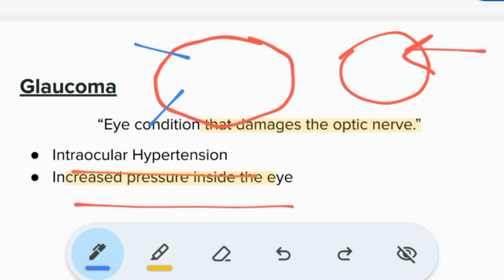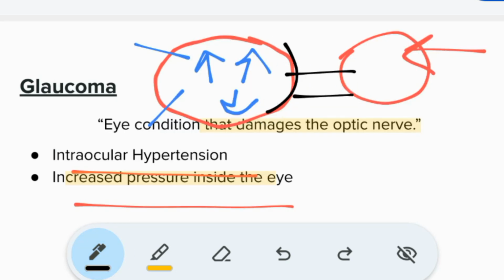We all know in our eye there are different types of liquid material or gel that maintains the shape of the eye. If that liquid increases in pressure, it will exert pressure on the walls of the eye also. The optic nerve, which is present at the base of the eye, will also have pressure over it. And when there is a sudden enlarged pressure on the optic nerve, the optic nerve will get damaged. So what is glaucoma? It is a damage of the optic nerve due to the increased pressure in the eye.